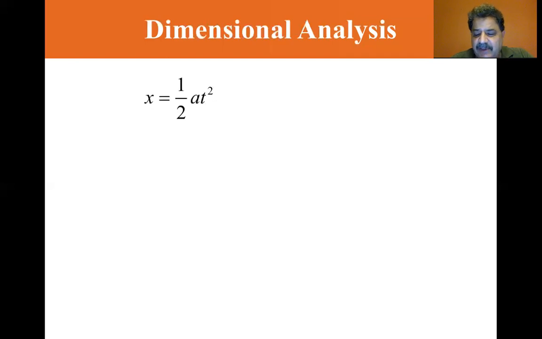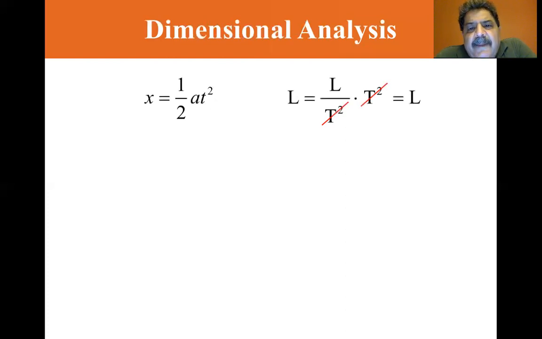So the x has a dimension of length, and of course, the 1/2 is dimensionless. Acceleration is length over time squared, and the t is time, and we square it, it's time squared. So the time squared divided by time squared, they cancel out as the red line indicates, and you get L equals L. So the equation is correct. The dimensions of time cancel, leaving the dimensions of length on the right-hand side and on the left-hand side.